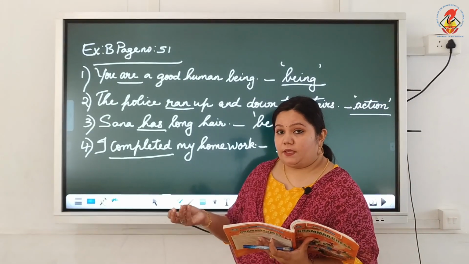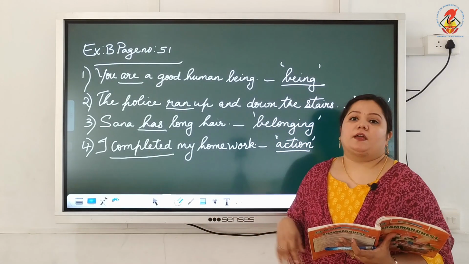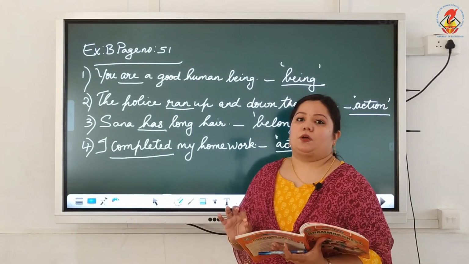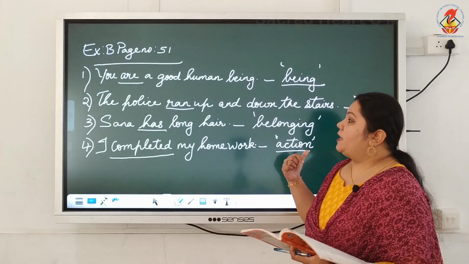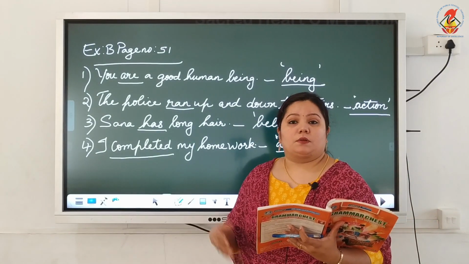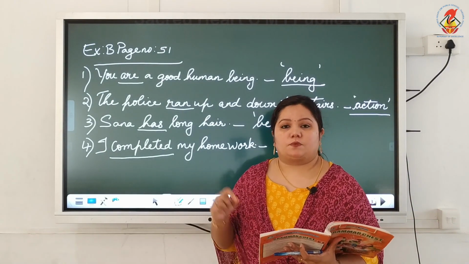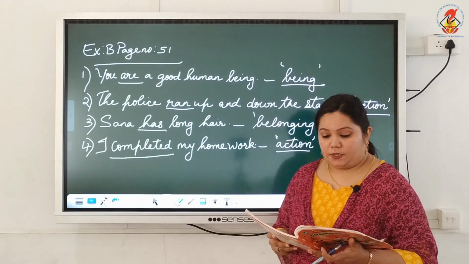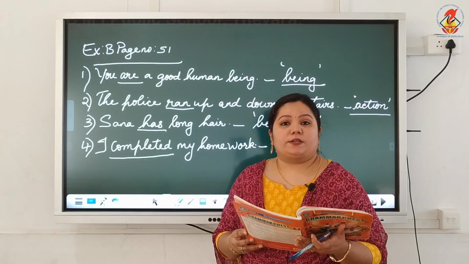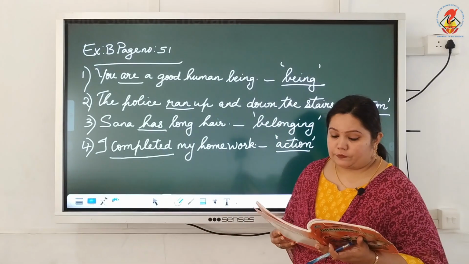Then you can write being if it is. If the verb tells you about how a particular person or animal is, we should write being. And if it tells you about what a person or animal has, we have to write belonging, just like how we had done here. Okay, so the remaining ones you are going to do yourself.